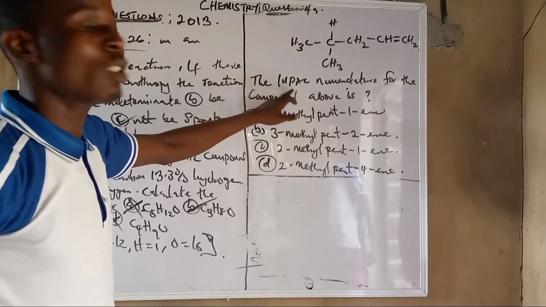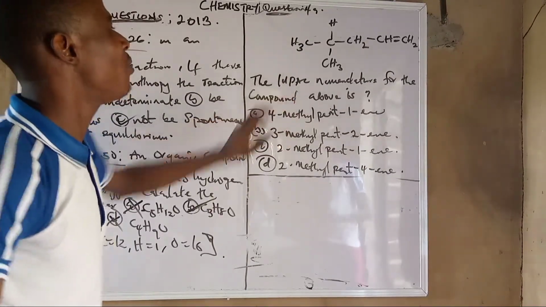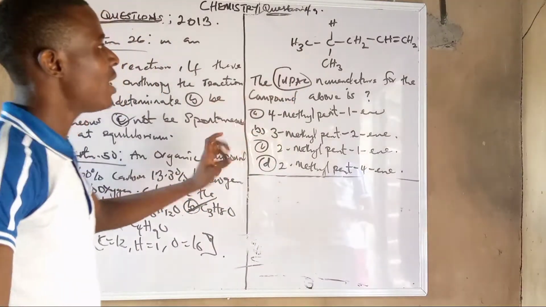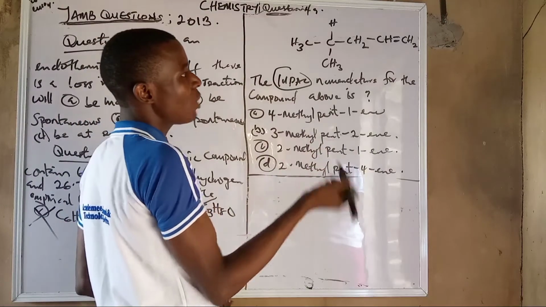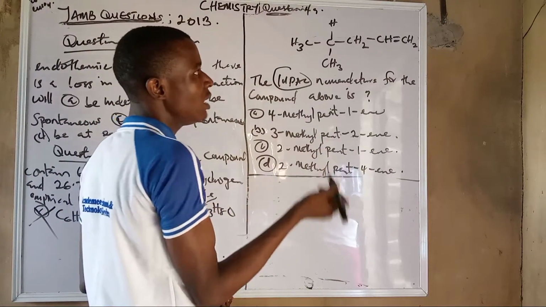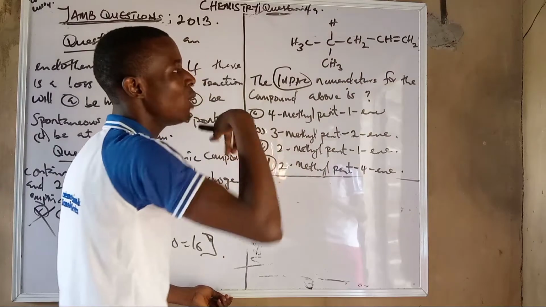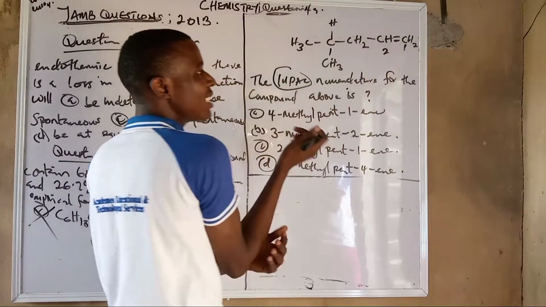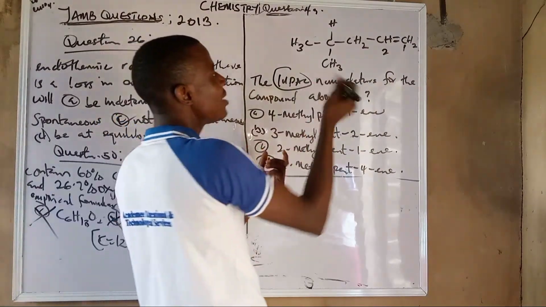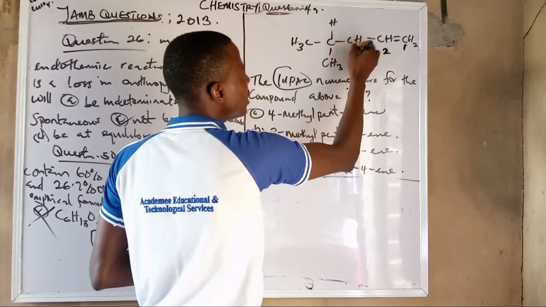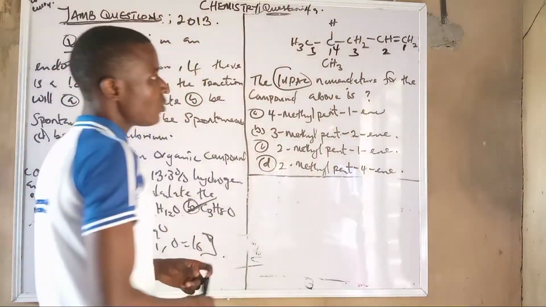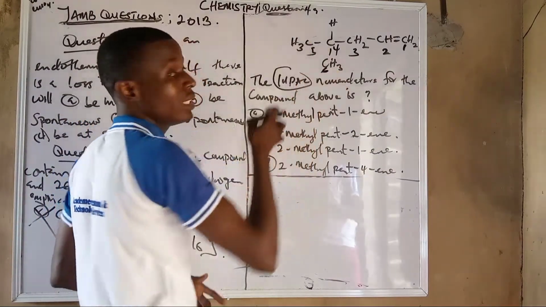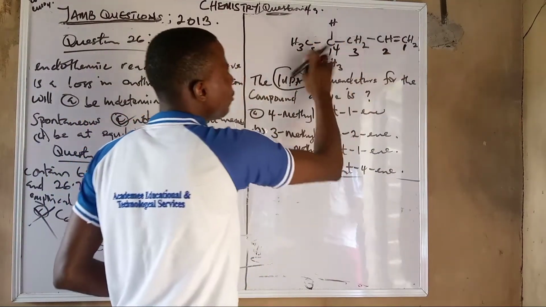The IUPAC nomenclature for the compound above is, the meaning of IUPAC is International Union of Pure and Applied Chemistry. The first thing you have to do is count the number of carbon atoms we have here. And where do we start? We have to start from here, because this carbon is the acidic carbon, because it has the functional group: 1, 2, 3, 4, 5. What you can see here, we have just only 5 in the main chain. We have 6 carbon atoms, but this one is a substituent from an alkyl group. 1, 2, 3, 4.